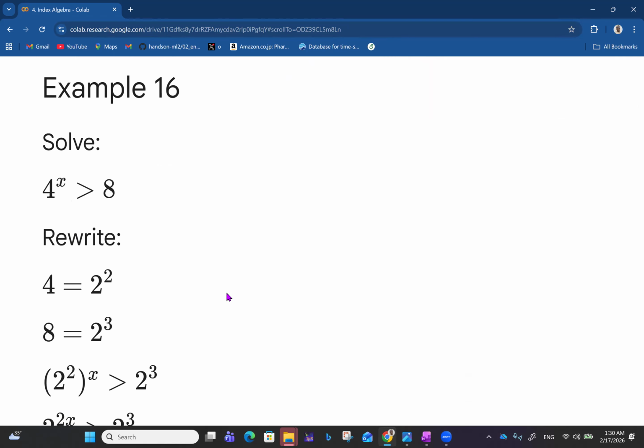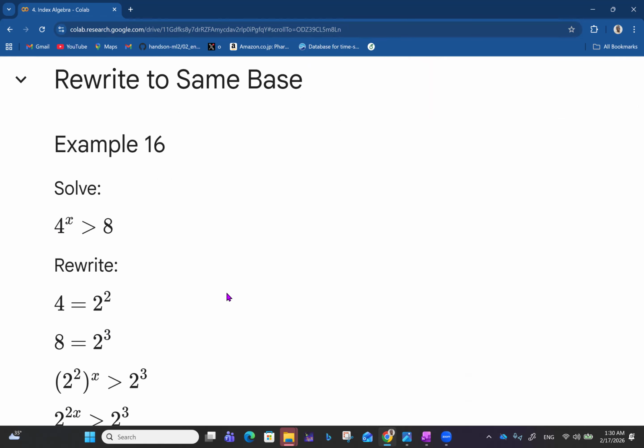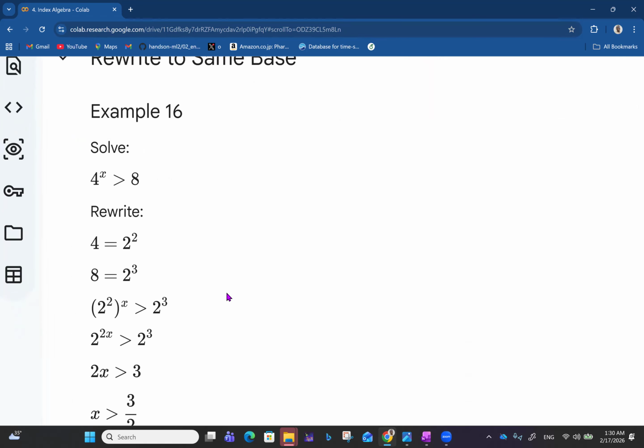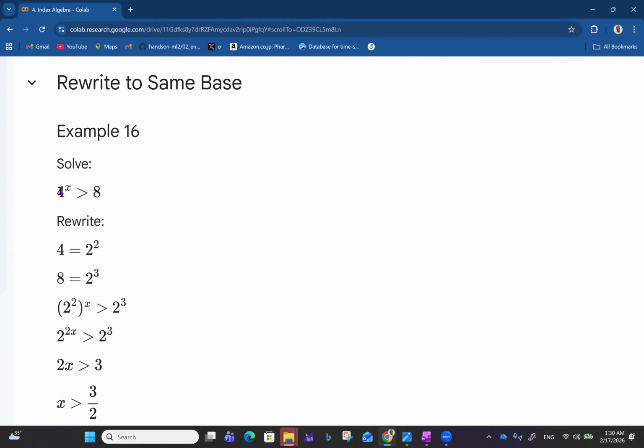So to rewrite to the same base now, I think this is a long one. So can I still fit everything in? Yeah, as much as possible. So look at this now. You have 4 raised power x greater than 8. So how do you decide? 4 raised power x is 2 raised power 2 raised power x, because 4 is 2 squared. And 8 is 2 raised power 3. So that's greater than 2 raised power 3, right?